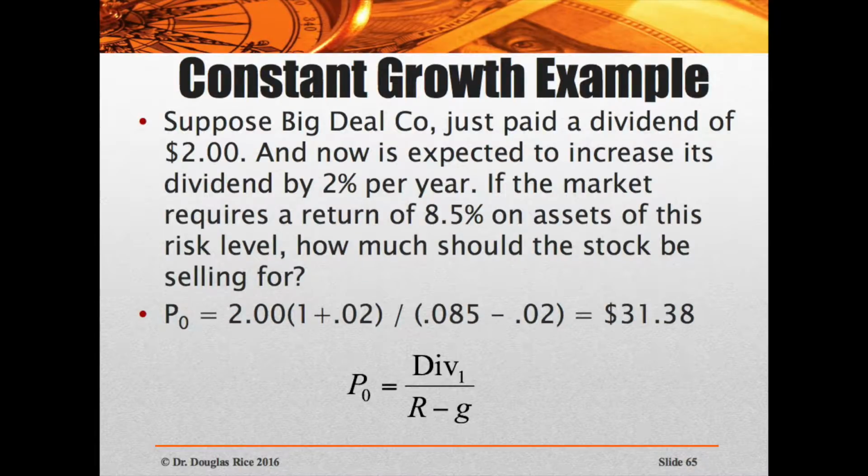Suppose the Big Deal company, we're still dealing with the Big Deal company, just paid a dividend of $2 and is expected to increase its dividend at 2% per year. If the market requires an 8.5% return on its assets at this level, how much would the stock be worth? Well, the first thing is we need to get dividend 1. It just paid a $2 dividend, so that's time period 0. Dividend 1 is one growth period forward, so it's the $2 plus the growth of 2%. $2 times 1.02 is $2.04.